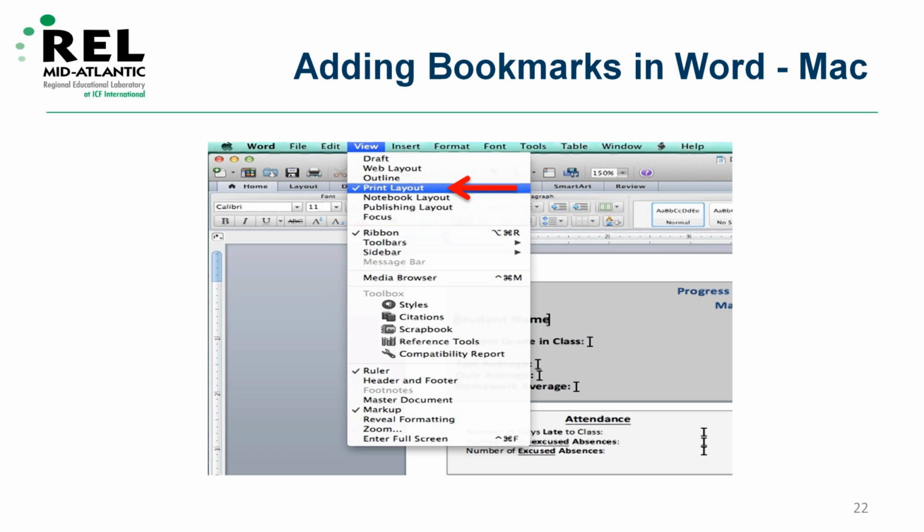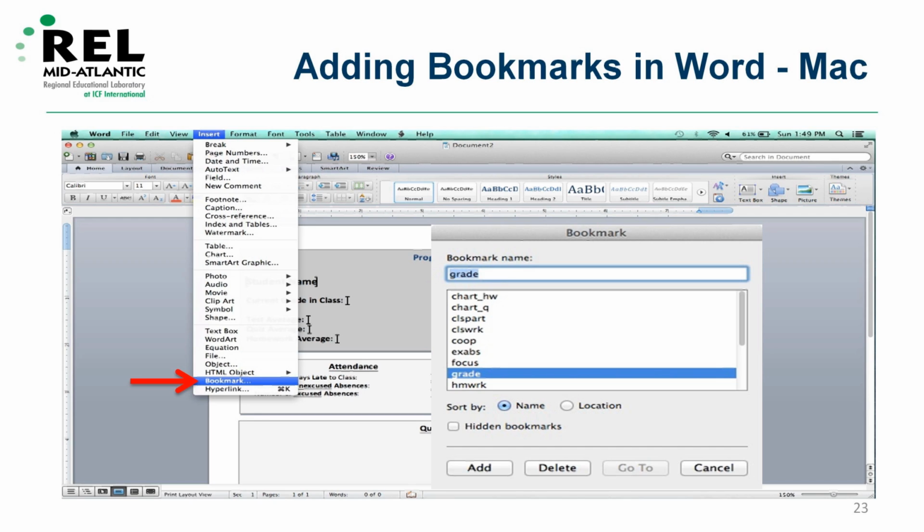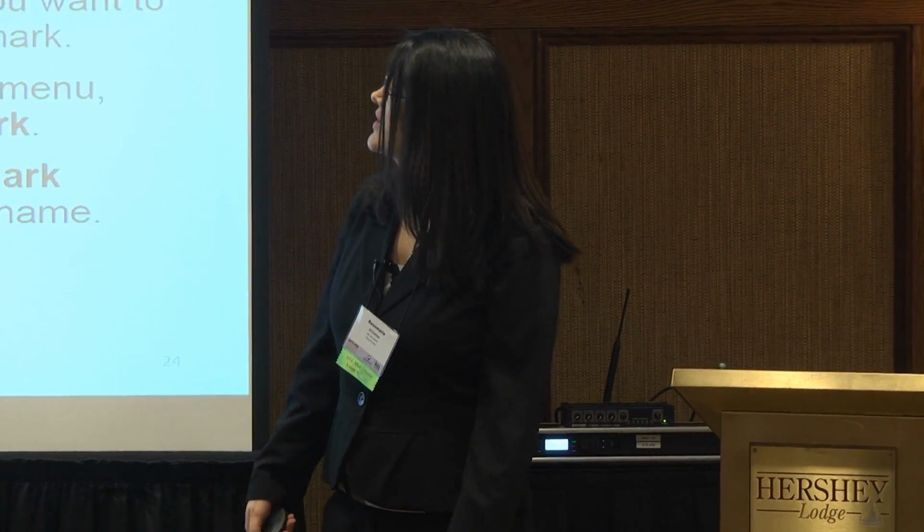If you're working on a Mac, make sure you're on the print layout. That's important. So your view is print layout. You go to Insert, scroll down to Bookmarks, and the bookmark box pops up. You type in your bookmark name, whatever it is, and then you click Add. And your bookmark is there.